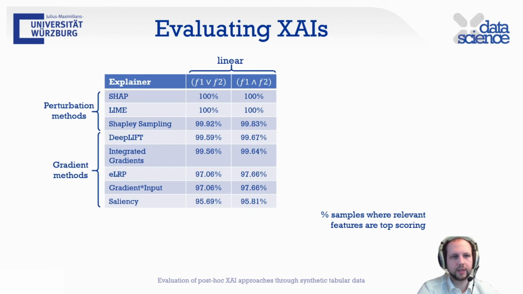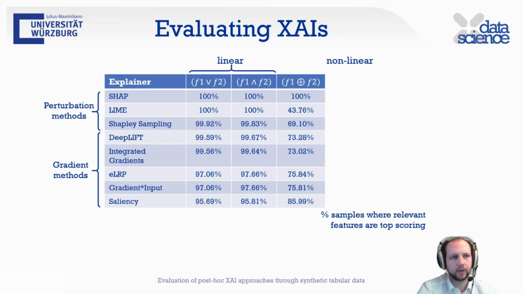When evaluating the 8 XAI approaches, we find that even on basic linear AND and OR operations, most XAIs fail to correctly identify the important features for all data samples, with only SHAP and LIME managing to do so. On the nonlinear XOR operation, LIME performs significantly worse. However, this is not unexpected, since LIME assumes data to be locally linearly separable, which is not the case for an XOR operation. So while SHAP still manages to correctly explain all samples, the other XAIs drop in performance significantly.